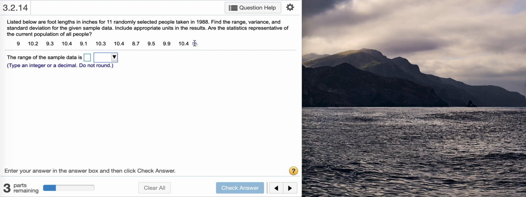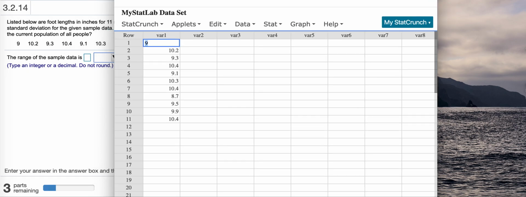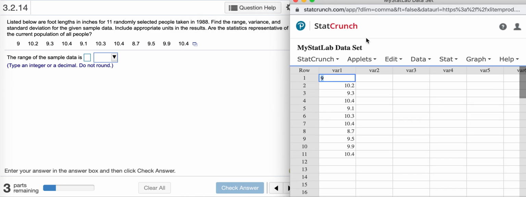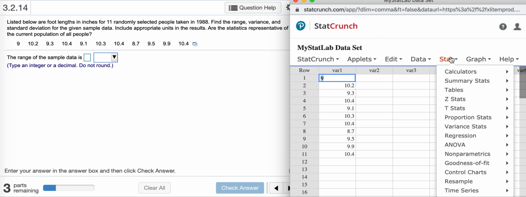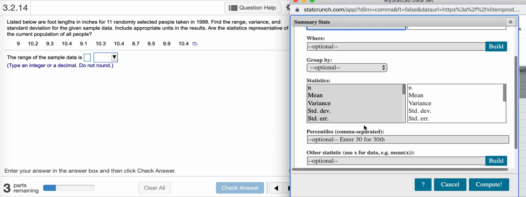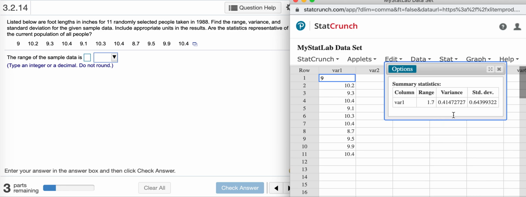So first, let's copy the data into StatCrunch. And I know I'm going to be finding the range, variance, and standard deviation. So I'll move to Stat, Summary Stats, Columns. I'll choose the first variable, which is the column we're looking for. And then I'll select the values that we want. So first I'll put the range. Then using the command key and the like, I'll also choose the variance and standard deviation. Press compute, and now I have a table.